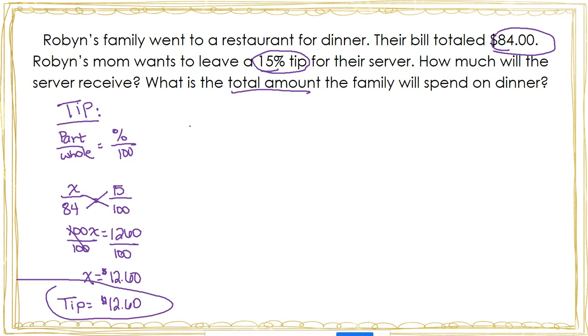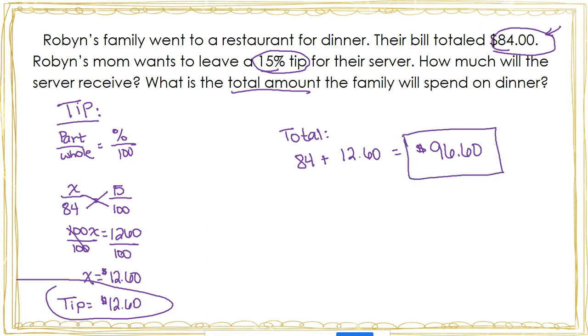Now, the other part of the question asks, what is the total amount that the family will spend on dinner? I know that the family is spending $84 on dinner, and I know that they are also leaving a tip of $12.60. I know that a tip is something that is left in addition to the total. So to find the total amount that they are going to pay for the dinner, I'm going to add the cost of the meal, which is $84, plus the tip, which is $12.60. When I add these together, I get $96.60. So the total amount that Robin's mom will pay for the dinner is $96.60.